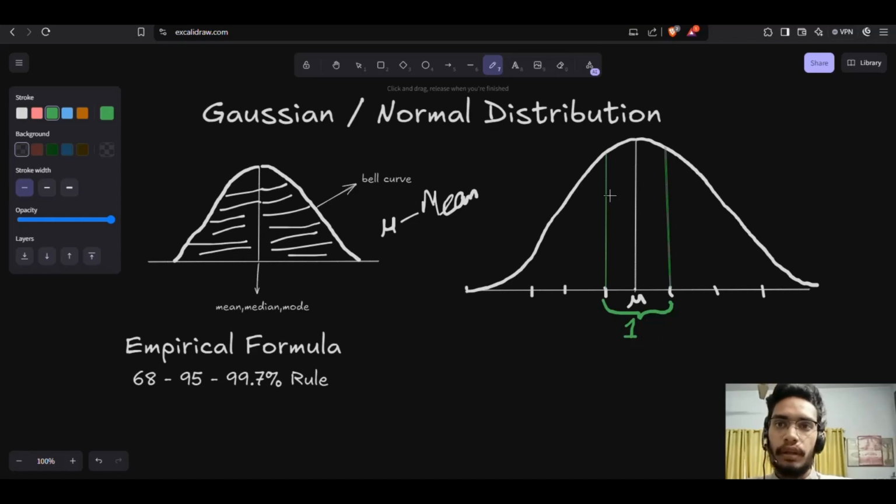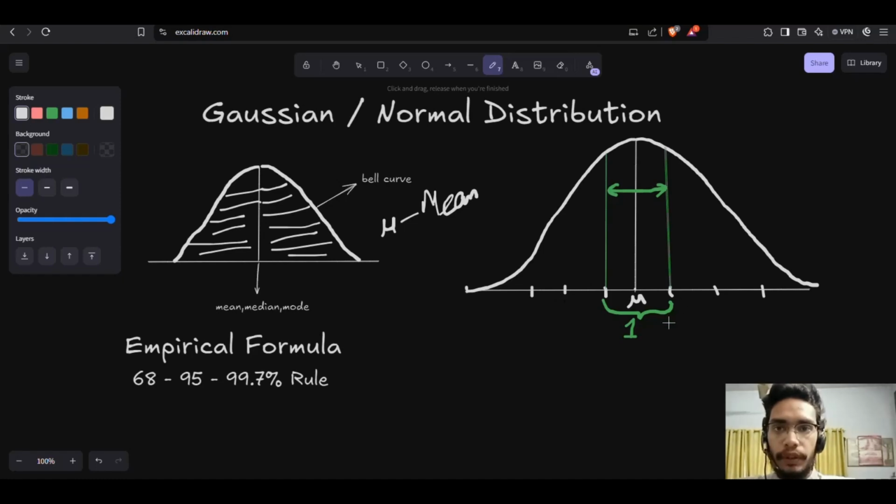First STD. Now, the empirical formula, the 68, 95, 99.7 rule, says that the area you see here, this whole area, contains 68% of the total distribution. So if your total distribution is 100%, then this area only contains 68% of the entire distribution of your data. This simply says that. Again, I want to explain another thing.